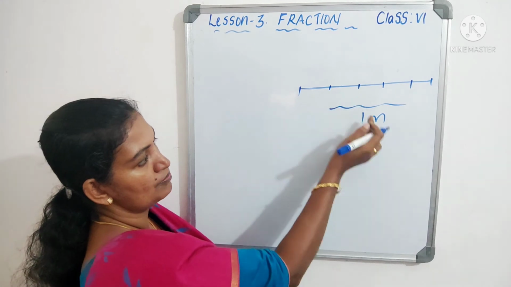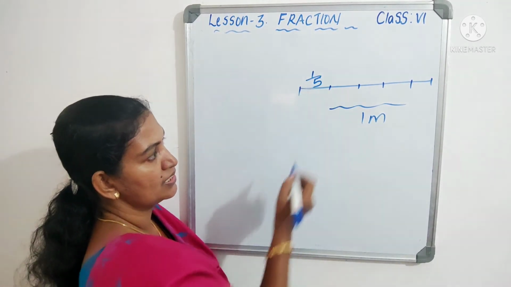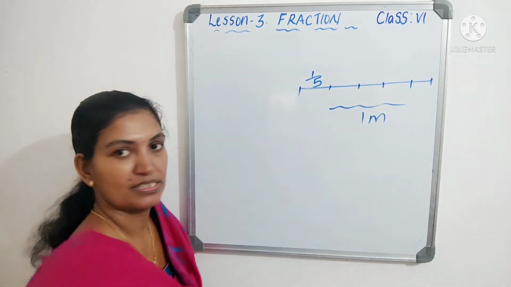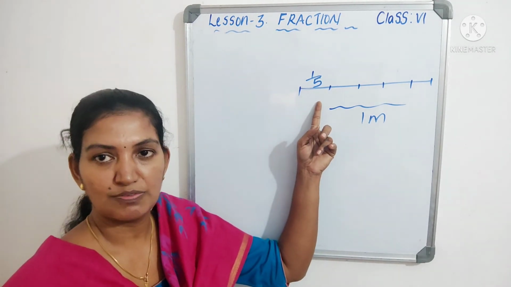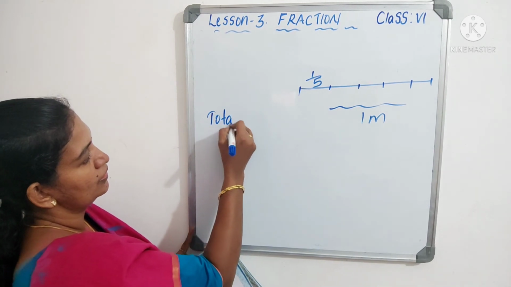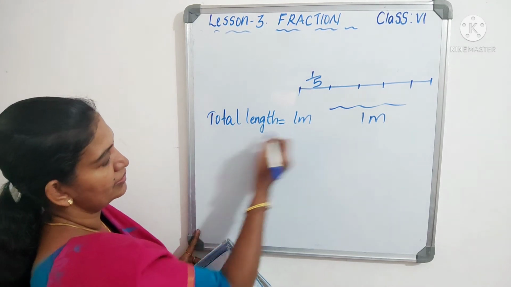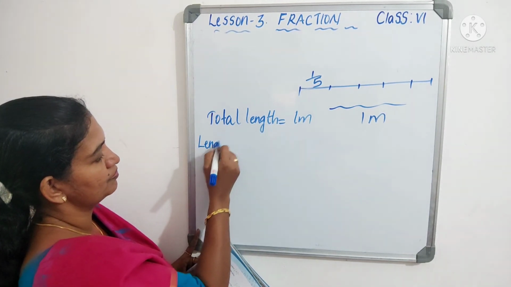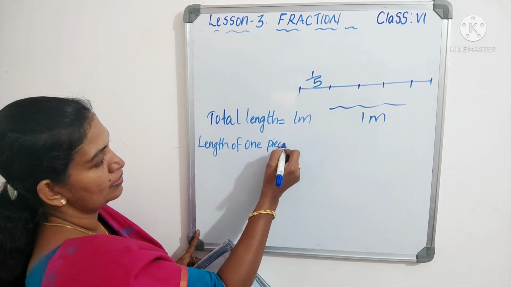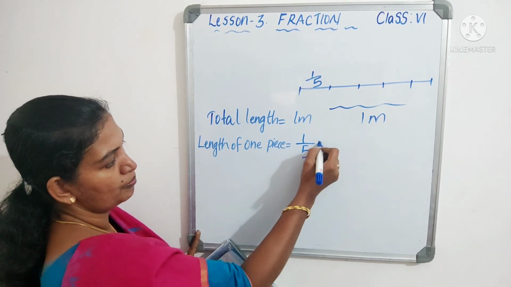So what will the length of one piece be? We know the length of one piece is 1 by 5, because the total is 1 meter, divided into 5 equal parts. So the length of one piece is 1 by 5. Total length is 1 meter. Then the length of one piece is equal to only one piece length, that is 1 by 5 meter.